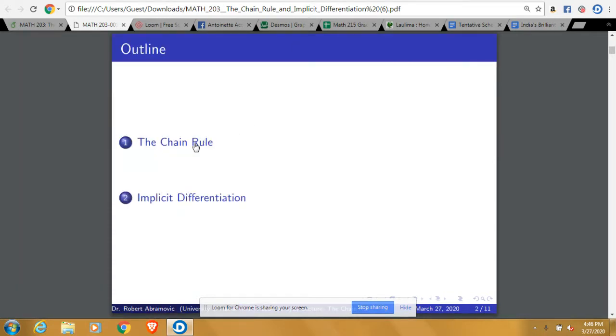Okay, so first we're going to discuss the chain rule. You've already seen a special case of the chain rule in the form of the generalized power rule. And then we will discuss implicit differentiation. That is a new topic, but it makes use of the chain rule and also the product and quotient rules that we discussed in Wednesday's lecture.